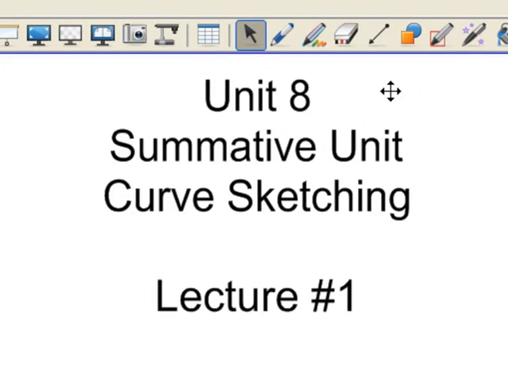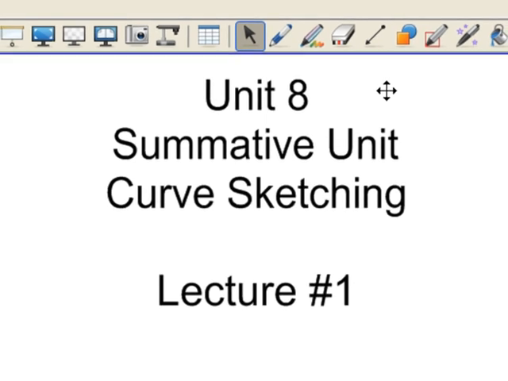Hello everyone, welcome to the beginning of Unit 8, which is our summative unit, and our summative unit covers curve sketching. So this unit is going to be broken up into 3 different mini lectures. Today we'll look at some material that covers Lecture 1. It serves as kind of an introduction to curve sketching and covers some of the basics that you need to know to sketch curves using calculus. Lecture 2 will cover an algorithm for curve sketching, and then in Lecture 3 we'll look at some other methods that we can use to help us while we're sketching curves.